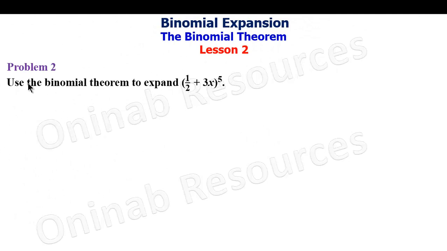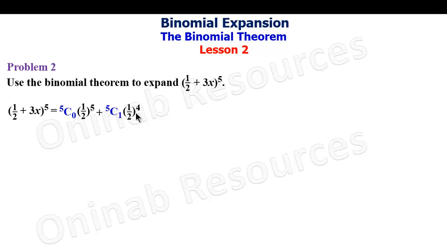For problem 2, use the binomial theorem to expand (½ + 3x)^5. So in our solution, the first term in the bracket is the half and the second term is 3x. So we are going to have our first term of the expansion as 5C0, then ½ raised to power 5. Since it is going to be (3x) raised to power 0, which will still give us a 1. We go to the next term, plus 5C1.